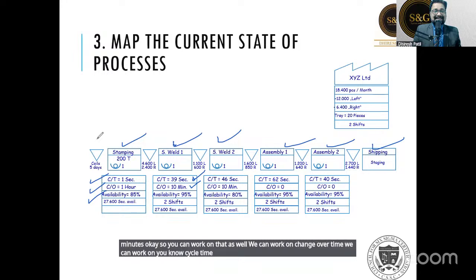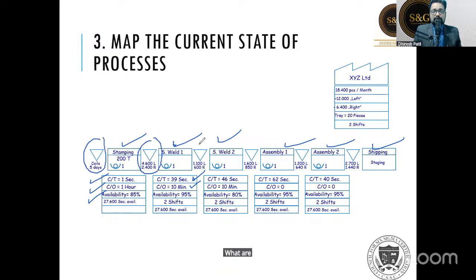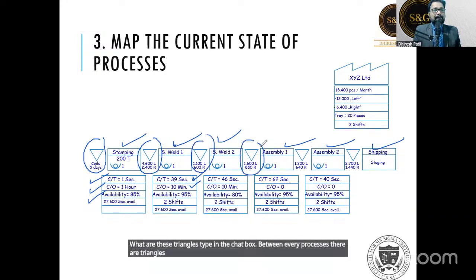Now, here you can see the triangles. What are these triangles? Type in the chat box. Between every process, there are triangles. Type in the chat box. What are these triangles representing? Everybody.